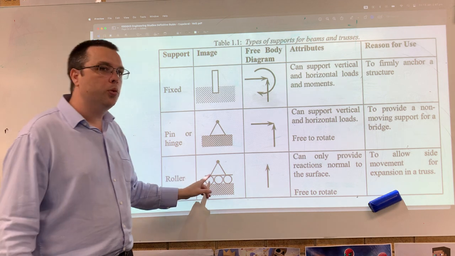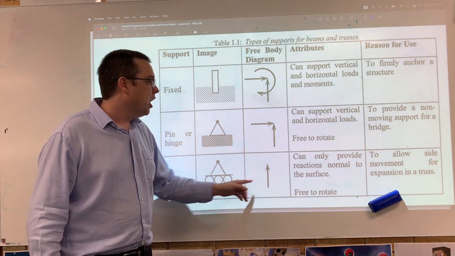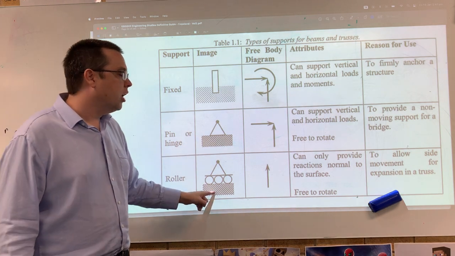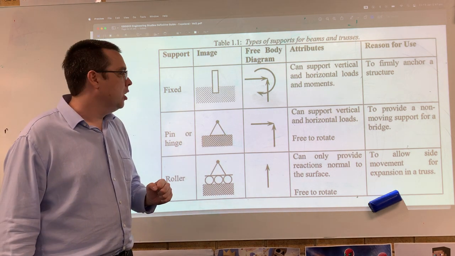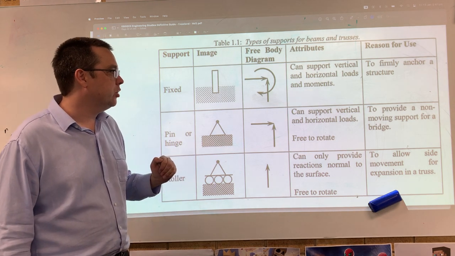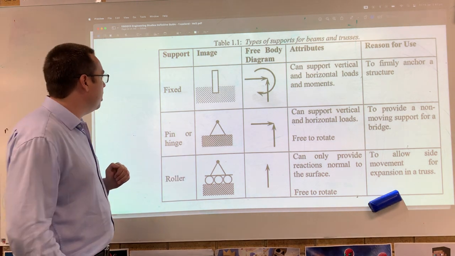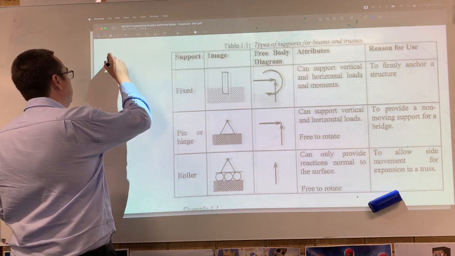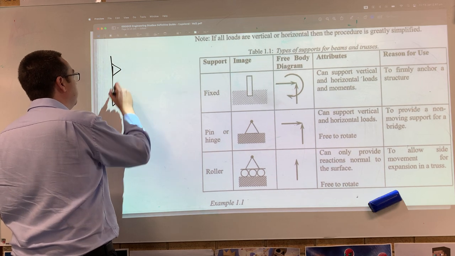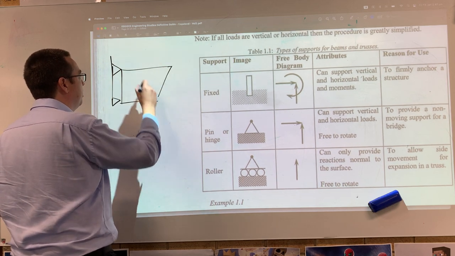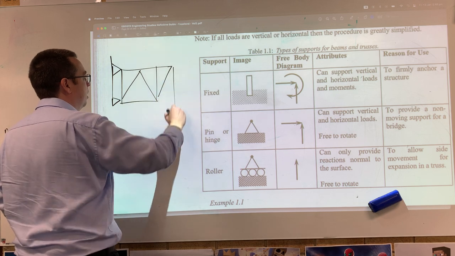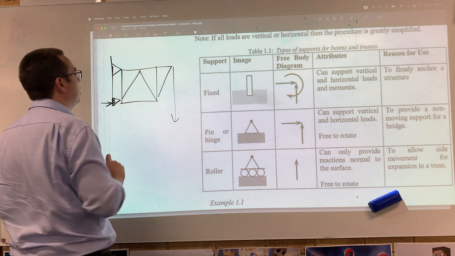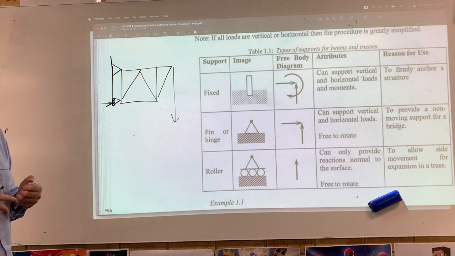So we've said here before that the roller, which is represented as this triangle on wheels, can only push up. Or when I say up, not up, it can only push away from the reaction. So it can't push perpendicular to the reaction. So if we have a truss, sometimes we show trusses that are on their side. So if we have trusses on their side like this, like a crane or something like that, let's say we had that, the roller can only push out from the wall. Does that make sense? Yeah.